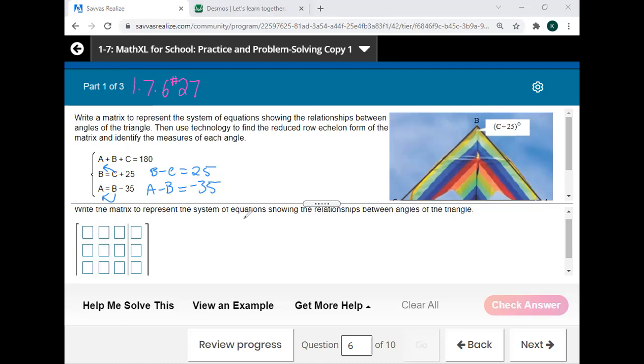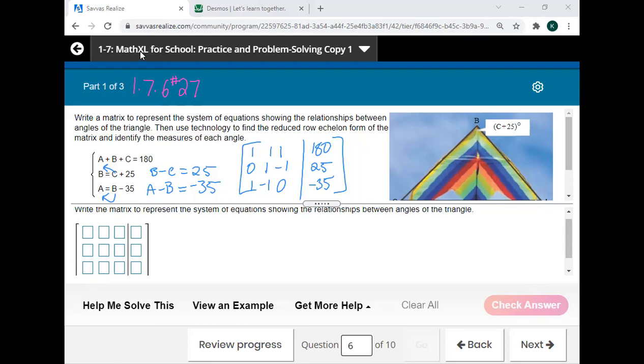To write this into a matrix, just like in those other problems, we just want those coefficients out in front. So the top equation, 1, 1, 1, and then a line separating your answers, 180. Then 0 A's, but 1B, negative 1C, 25, and then 1A, negative 1B, 0C, negative 35.